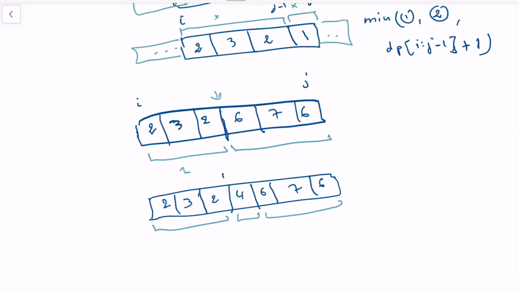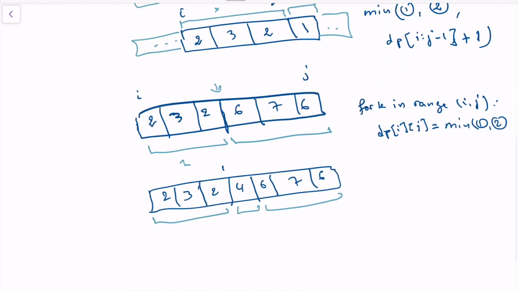And so to achieve that, we are going to try all the different positions for the middle. So that would mean any position between i and j. So for k in range i to j, we will say dp of ij is going to be, of course, the minimum of all the things that we calculated so far, which are 1 and 2 here, and 3. Let's call this one 3.